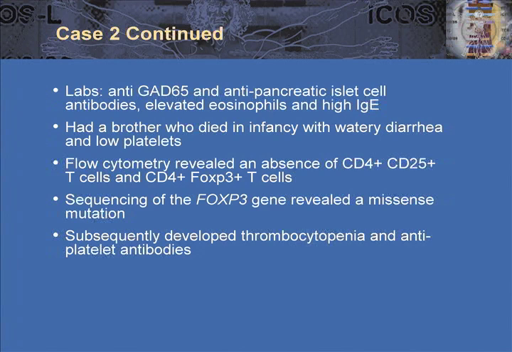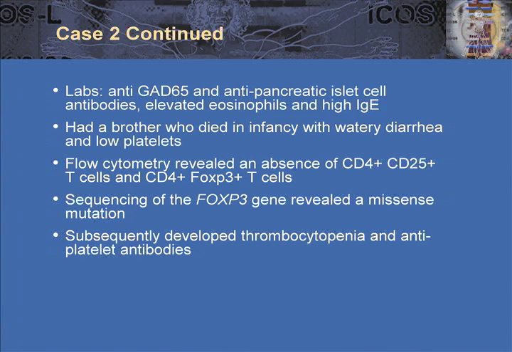Laboratory evaluation was performed, and as part of the workup for type 1 diabetes, the patient had anti-GAD65 antibodies and anti-pancreatic islet cell antibodies, which are two serologic hallmarks of an autoimmune process leading to type 1 diabetes. The patient also had elevated eosinophils and high IgE, so again, perhaps evidence of an increased T helper 2 response here, so there's multiple arms of the inflammatory immune process that seem to be out of whack here. The patient significantly had a brother who died in infancy with watery diarrhea and low platelets.